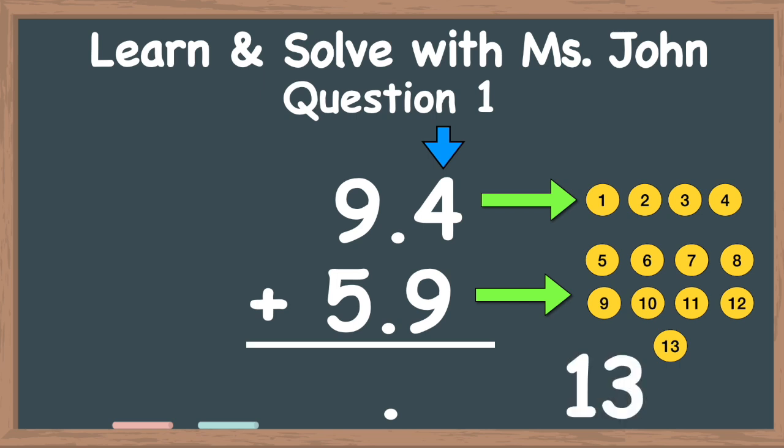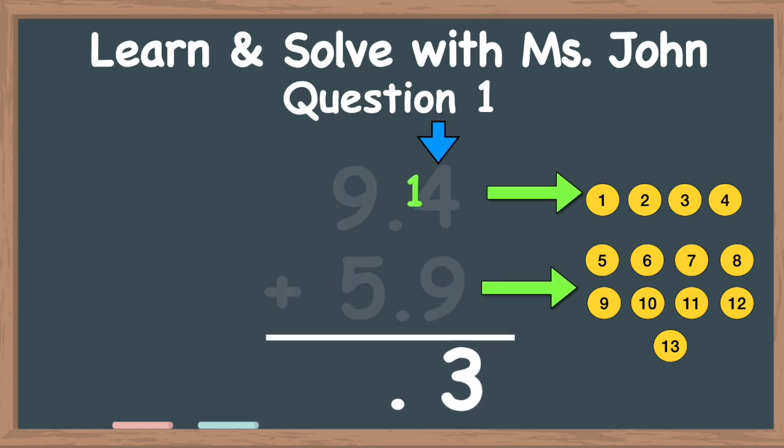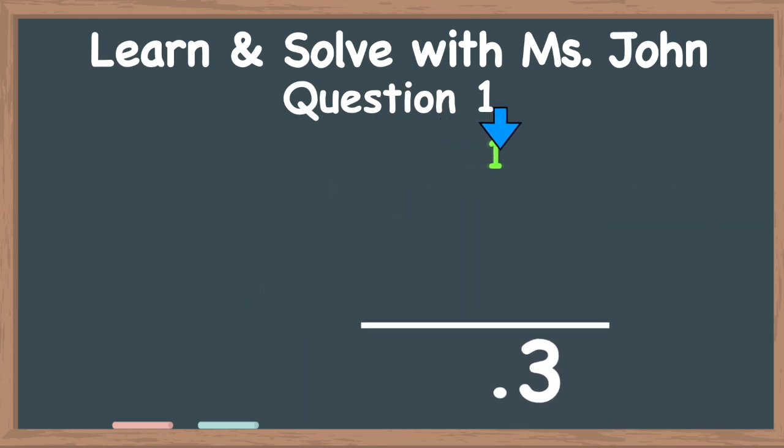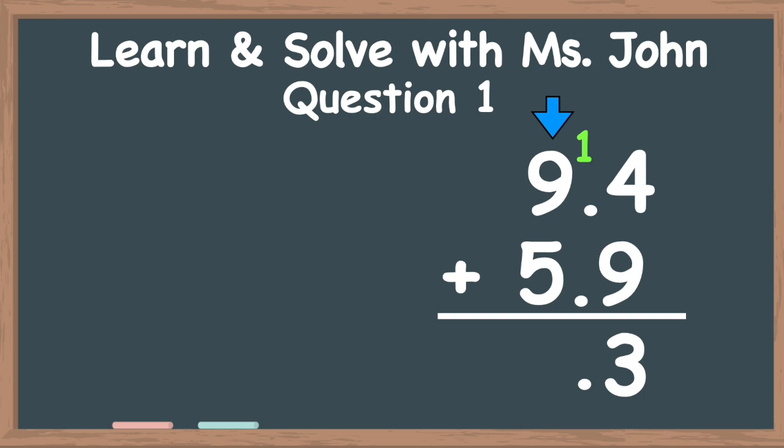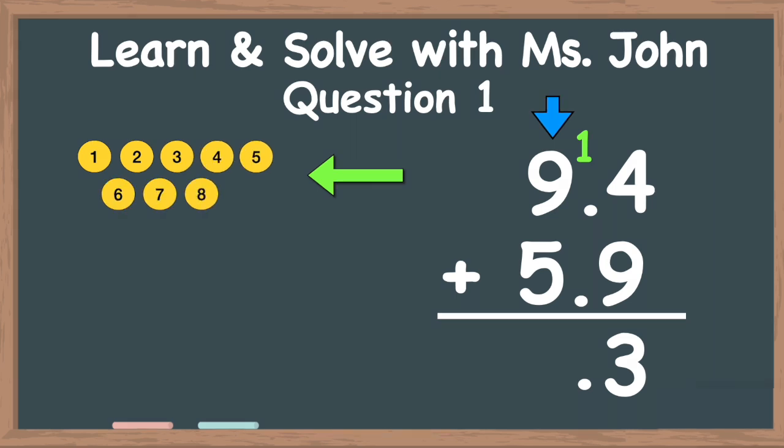So now we're going to bring the 1 to the ones column, and we're going to put the 3 in the answer section of the tenths column. Now let's add the ones column. So 9 plus 5. By the first arrow, we're going to draw 9 dots. 1, 2, 3, 4, 5, 6, 7, 8, 9. By the second arrow, we're going to draw 5 dots. 1, 2, 3, 4, 5.